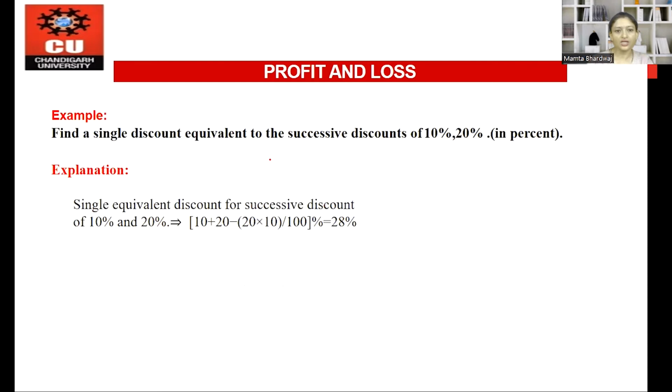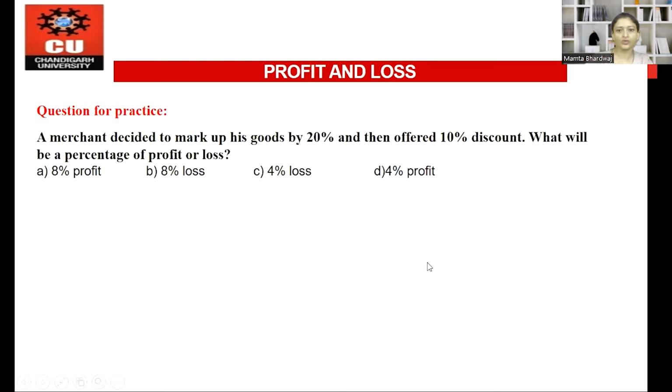Now find a single discount equal to the successive discounts of 10% and 20% in percentage. Now we will use the same concept, D1 plus D2 minus D1 into D2 by 100. So it will give us 28% overall discount, or we can say the net discount of the two successive discounts of 10% and 20%. We can say there is an overall discount of 28%. Now we will do a question.